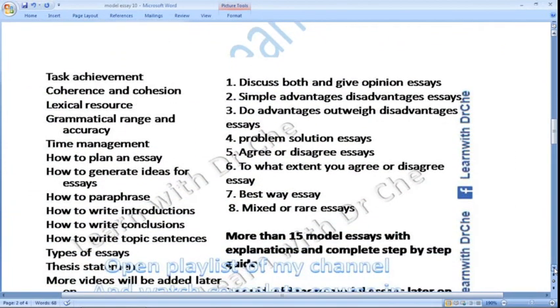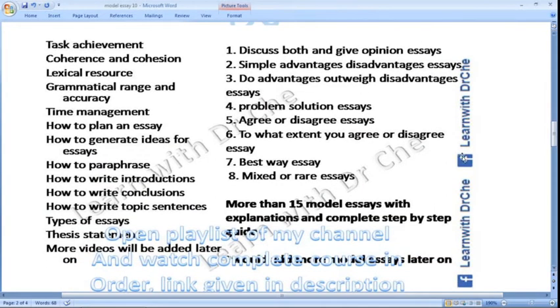So this is an overview of my essay writing course. I have started from task achievement, cohesion and writing assessment criteria. Then I would go for time management, how to write introduction, conclusions, paraphrasing, topic sentence and many more videos. Then I would go for each type of essay. Nowadays I am working on essay number 5, agree or disagreement essay. I will write more than 15 model essays in my essay writing course. Open playlist of my channel and watch complete course in order. Link is given below in the description box.